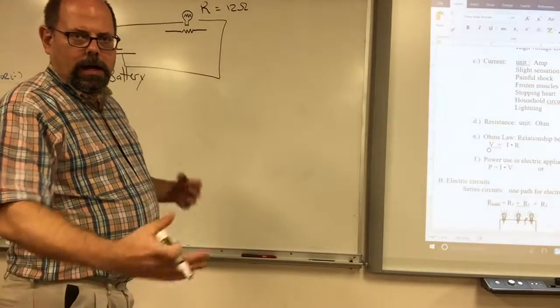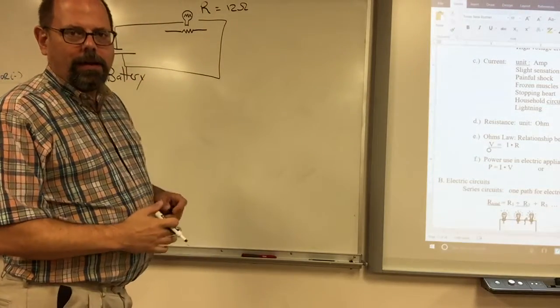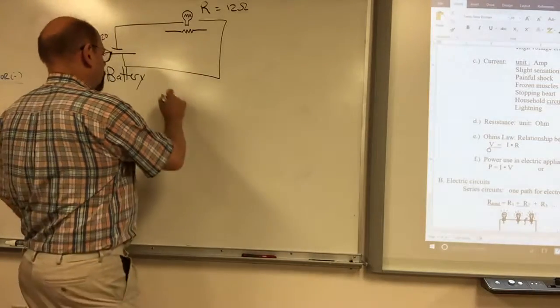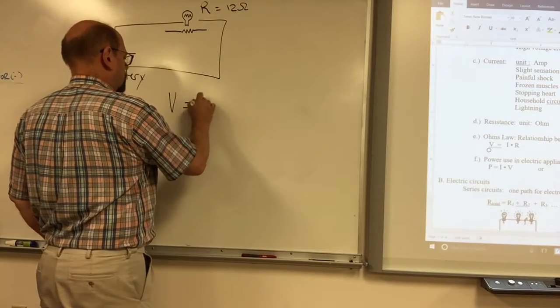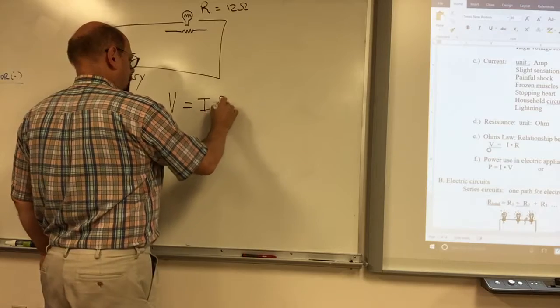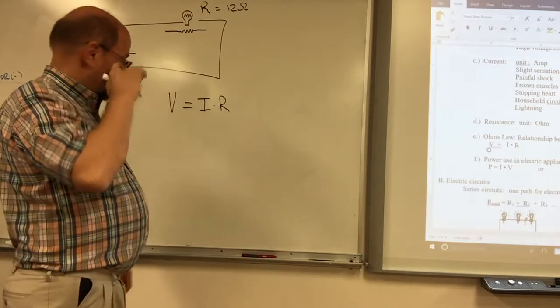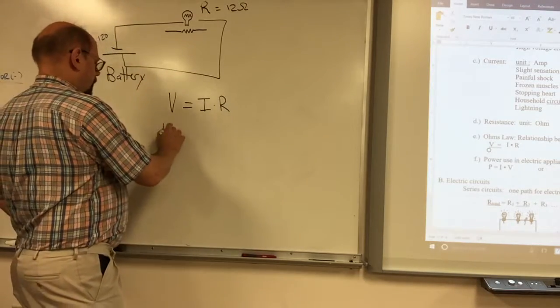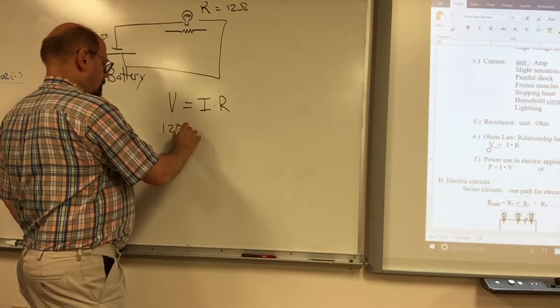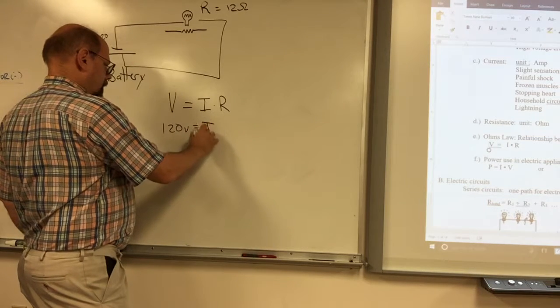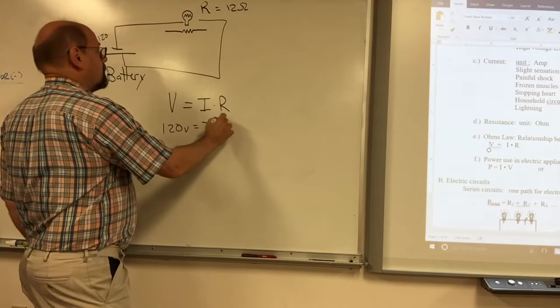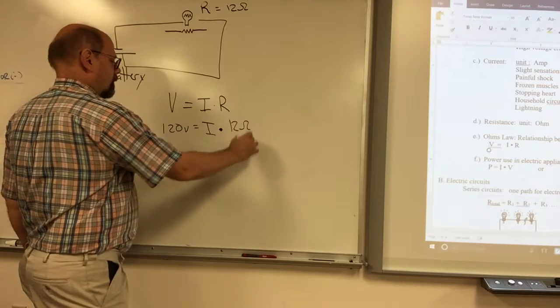So I have a relationship here where I can figure out how many electrons are flowing through this through Ohm's law, which is voltage is equal to current times resistance. I know the voltage is 120, and that's in volts. The current is what we're looking for, and the resistance here is 12 ohms.